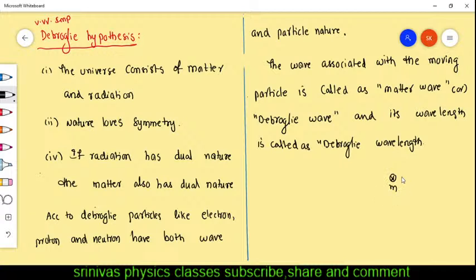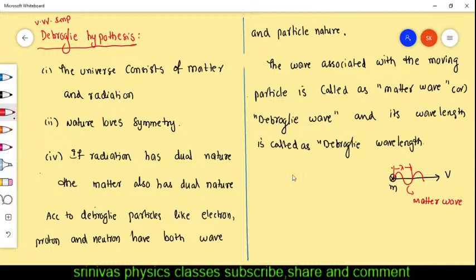This is a particle of mass m. Okay, electron. Let us consider it is moving with certain velocity v. Then it is associated with a wave. That means when the particle moves, then we say that the wave is moving. Then it has certain wavelength also, right? The wavelength associated with the moving particle is called the de Broglie wavelength. The wave associated with the moving particle is called de Broglie wave or the matter wave. That means matter also behaves like a wave.